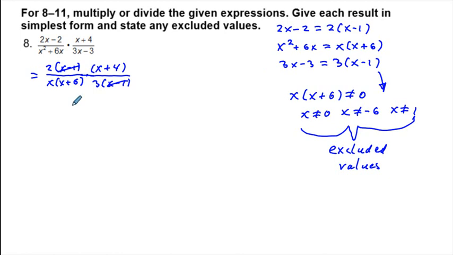And I don't see any other thing we can cancel, so we have left in the numerator 2 times quantity (x plus 4) over x times quantity (x plus 6). And that should be our simplified form. Well, let's see, we've got to pick up that 3 there too. There we go, that's going to be it. Okay, next.